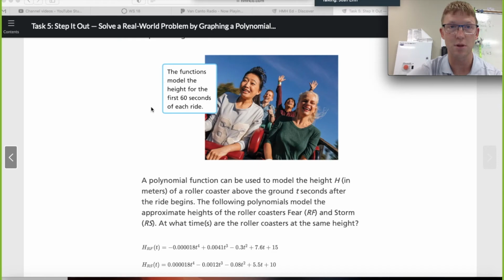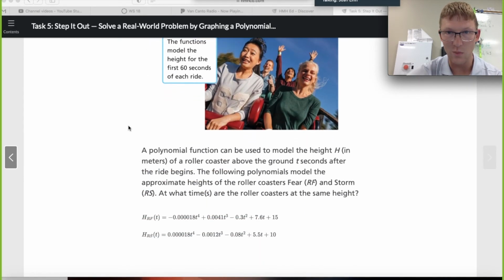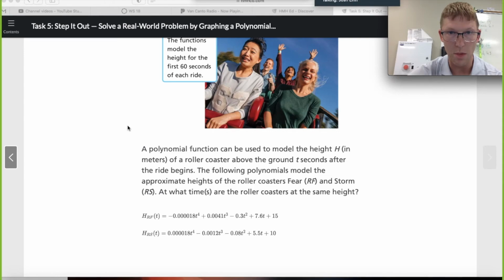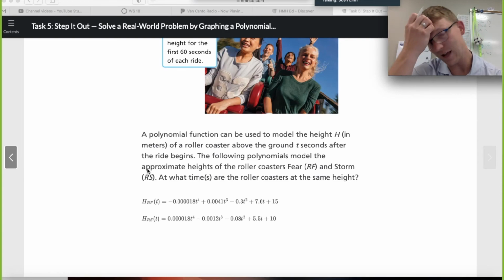So the functions below model the height of the first 60 seconds of each ride. So we've got 2 roller coasters. We have the Fear roller coaster, and then we have Storm. So Fear is RF and Storm is RS, for roller coaster Fear, roller coaster Storm. Super creative. At what times are these roller coasters at the same height?